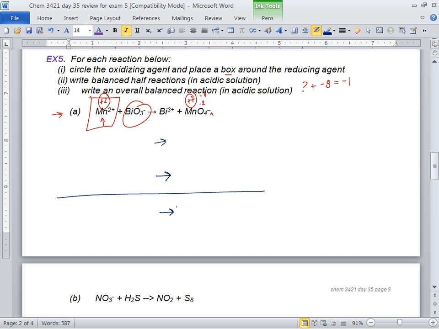So you remember, first you balance the element. Then you balance O's by adding H2O. Balance H's by adding H+. Last thing is balance the charge by adding electrons to the most positive side. Yeah, there it is down here.